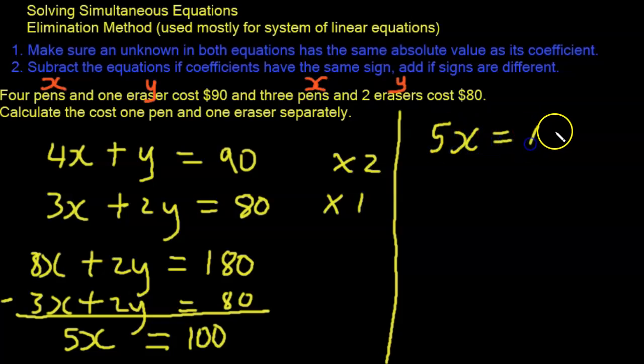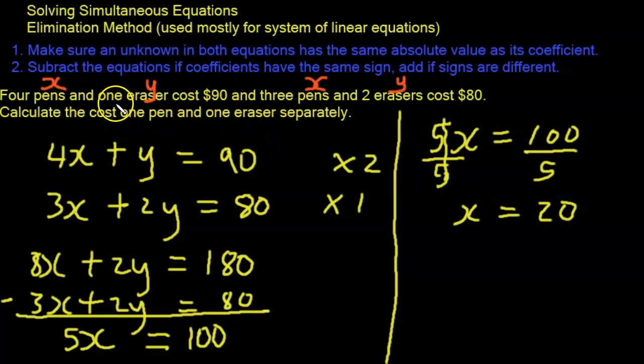We're solving for x, so we need to divide both sides by 5, so we can get rid of the 5. Alright, 5 into itself, that's 1 time, right? So 1x, which is x, and 100 divided by 5, that's 20. So $20 would be the cost of a pen, right? Because x represents pens. Now we can substitute this value into equation 1 or 2, it doesn't matter which one. Let me use 1.